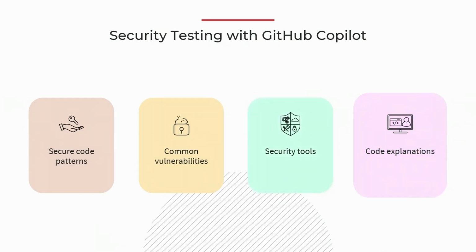With Copilot Chat, you can ask direct questions about your code. For example, just highlight a line or function and ask, "Is this code vulnerable to XSS?" Or, "How can I make this function safer?" Copilot can explain potential risks in your code and suggest improvements. This proactive approach to security testing helps identify and address vulnerabilities early in the development process, reducing the risk of security issues making it to production.